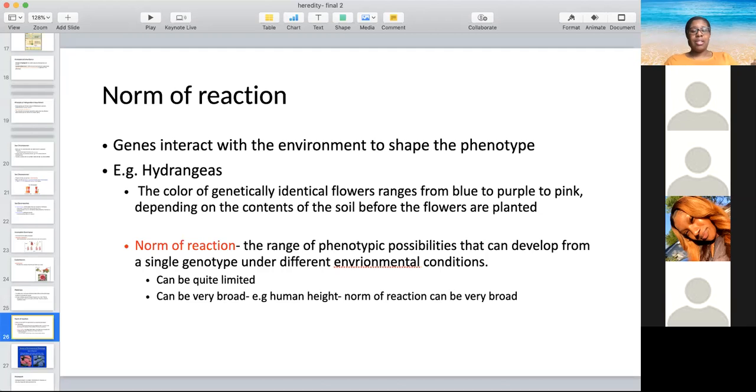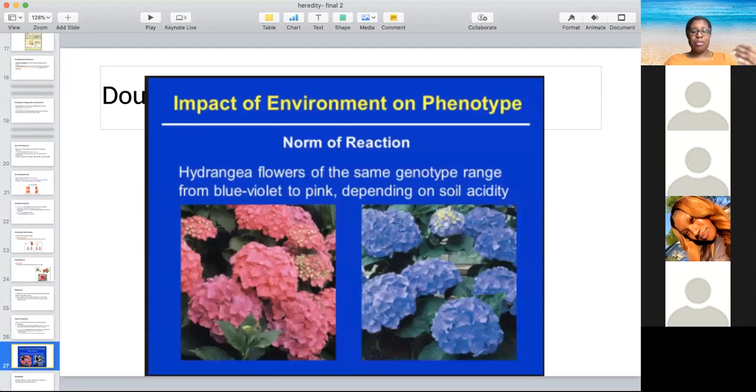The hydrangea is a plant. If you plant these seeds, they all have the same genotype. They all have the same genes. But you've probably seen various colors of hydrangea flowers. That is because even though these seeds are of the same genotype, the actual color of the flower can range from blue to pink to kind of a violet shade, depending on the pH of the soil. So that's the environment, right?